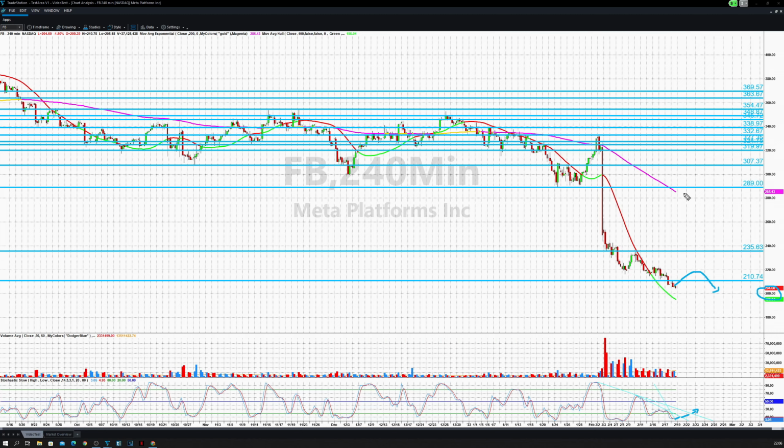Still way below the 200. This is a big downtrend. Every attempt to move higher will be facing short sellers or people who won't take any risk and sell the profit immediately. So be very careful with Facebook.